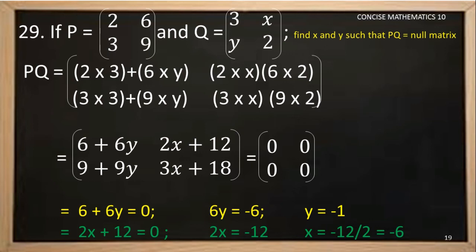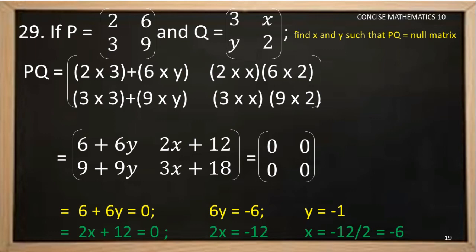So as the P and Q are of the order 2 by 2, hence the null matrix should also be of the order 2 by 2. Find out the product of P and Q and equate the elements to 0. Hence, consider the first element, children. 6 plus 6y is equal to 0. Then value of y will be equal to minus 1.